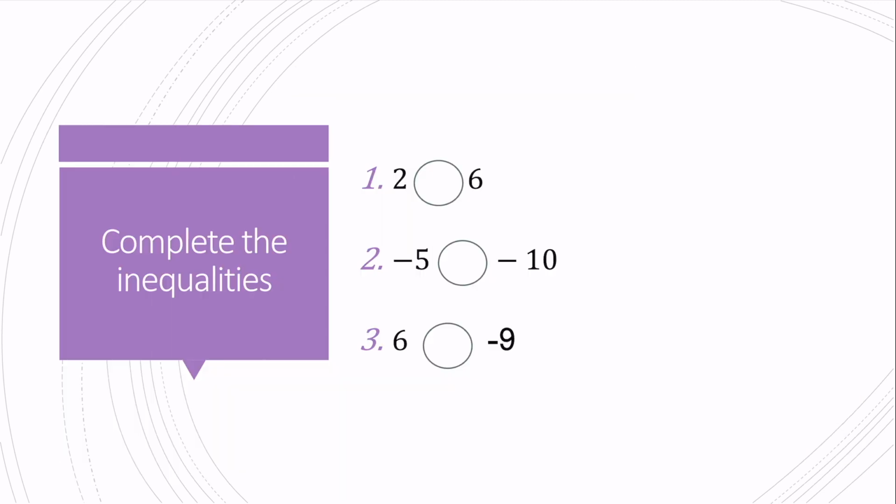So let's complete these inequalities. So I've got 2 compared to 6. There's a couple inequality symbols I could put there. I could put 2 is less than 6, or I could do 2 is less than or equal to 6. Both would be true. I have -5 compared to -10. Well, one is bigger than the other. -5, even though it's negative, is still greater because it's less far from 0. So I would have -5 is greater than -10, or -5 is greater than or equal to -10.